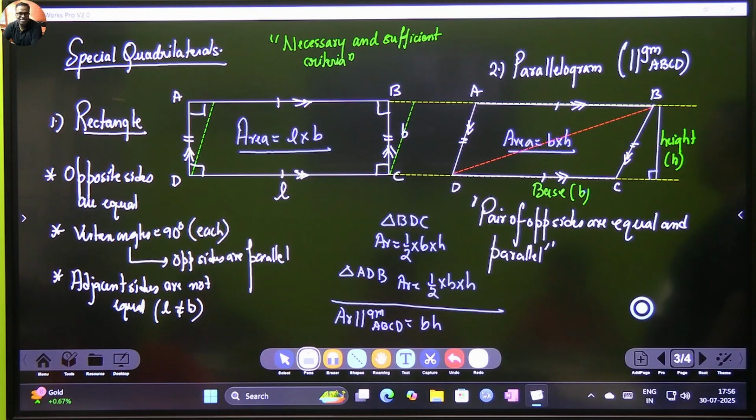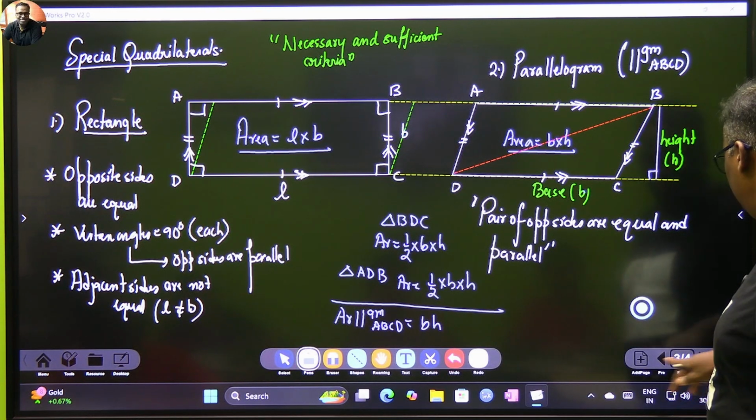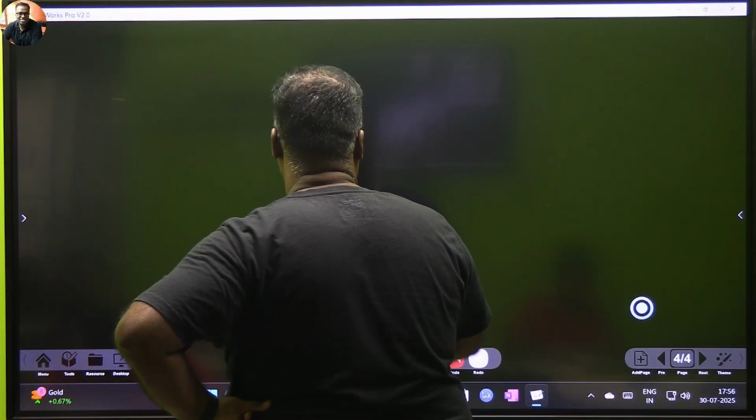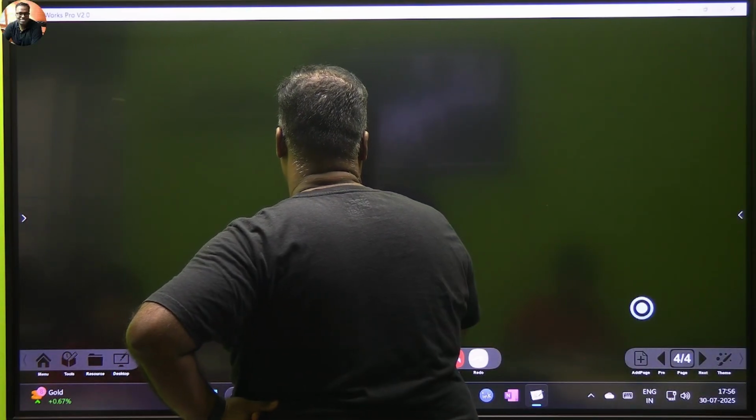What if we make the parallelogram? Any way you make it, your wish. He's confused. Okay, let's see. Any way you make it.